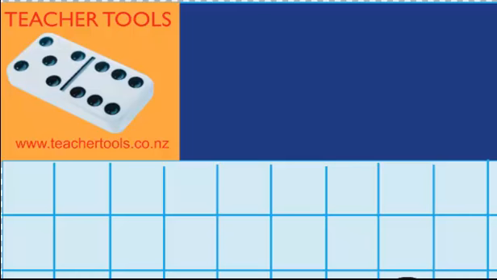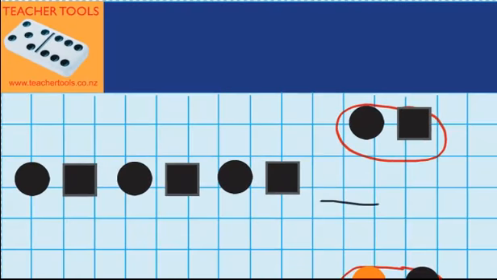Welcome to the Year Zero lesson for repeating patterns. In this lesson I'm learning to continue repeating patterns with up to 2 objects.